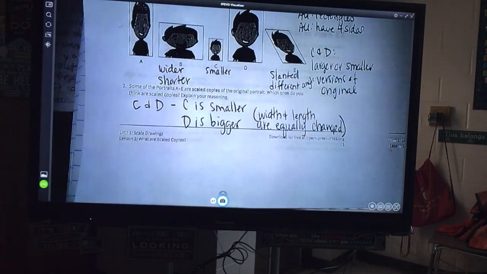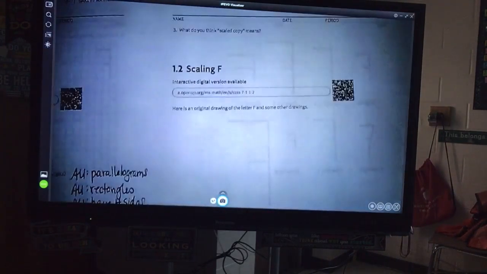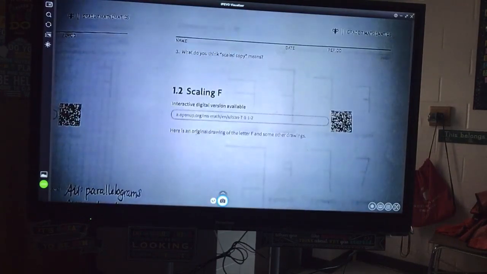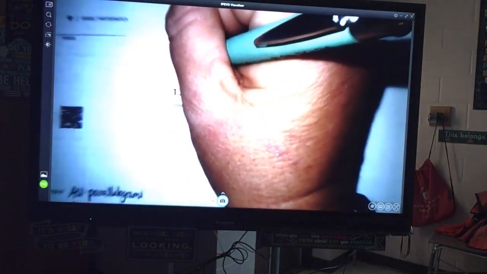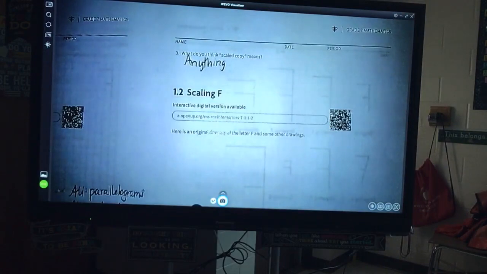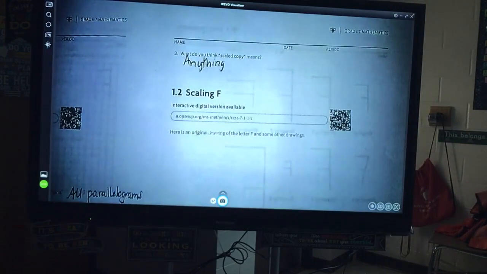All right, anything else we want to add to number 2? Slide over to number 3. What do you think scaled copy means? So what do you guys think it means? I think it's a copy sized to a specific portrait. So if it's a big portrait, it'll be scaled to be big, and if it's a small one, it'll be scaled to be small. So you're saying anything that's bigger or smaller? Because it's not always going to be a portrait, and you're going to find out why I say that, because the next activity isn't a portrait.